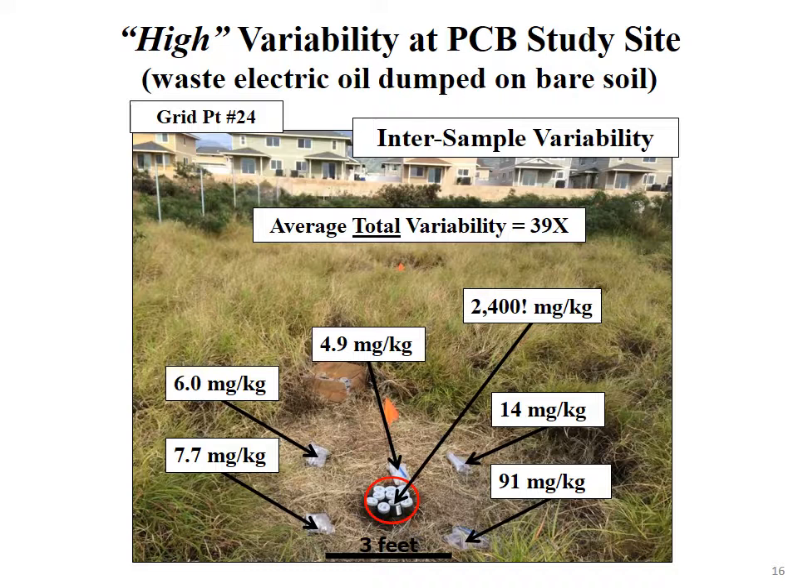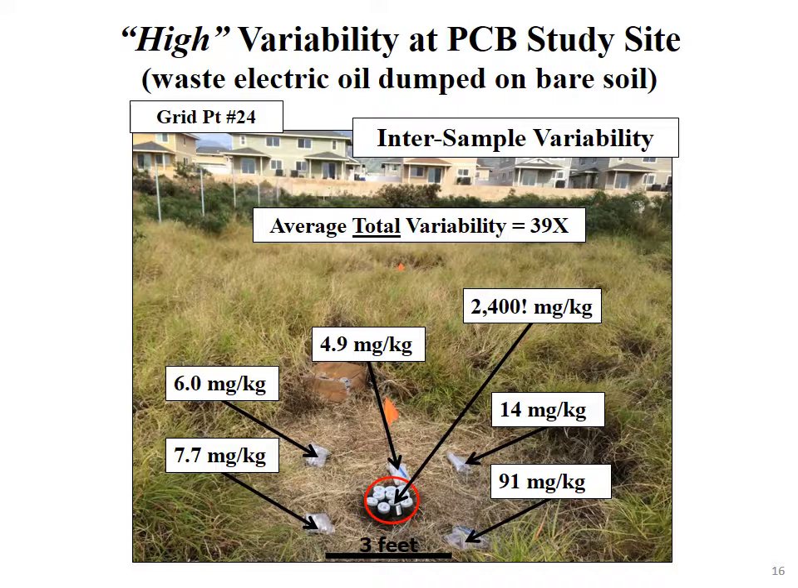So the average total variability around any given grid point at the PCB site was about 39-fold. So you could collect a discrete sample at a grid point at this site, and the first sample may come up 1 ppm. You move over a few inches, it may be 39 ppm, or it could be 1/39th of a ppm, depending on which side of the spectrum you're on. So a lot of variability at this site.